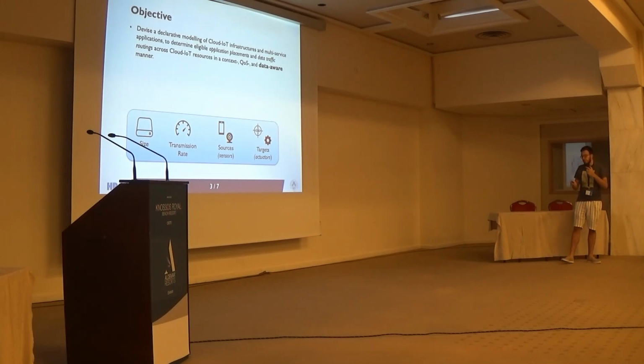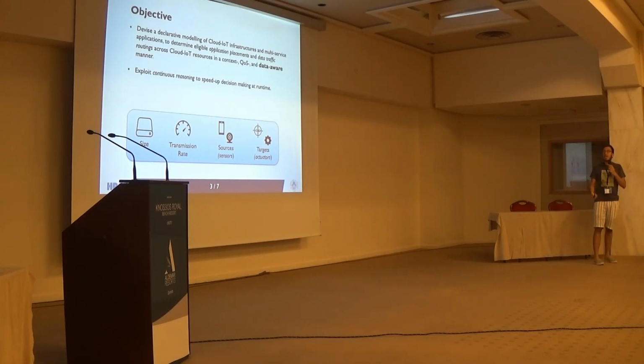As we will see next, all of these characteristics are fundamental during both the placement and the route findings. By the way, after having devised this declarative modeling, we exploited a continuous reasoning approach to speed up the decision making and adapt the solution at runtime. So once we have found a first eligible placement and routing, we observe and monitor both the infrastructure and the application and try to change the solution at runtime with the new observed state.